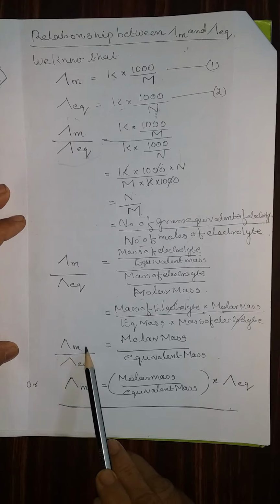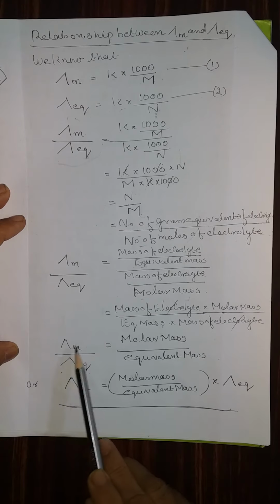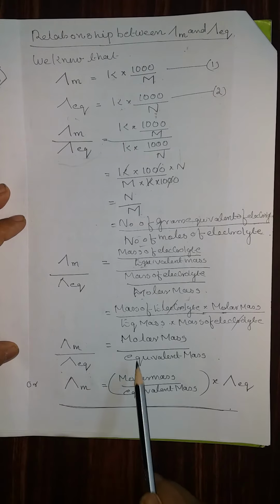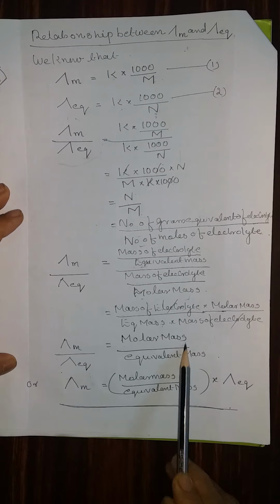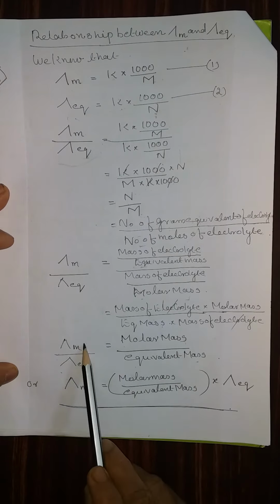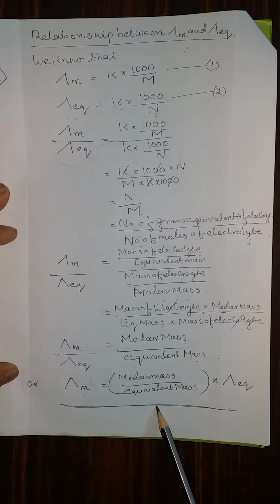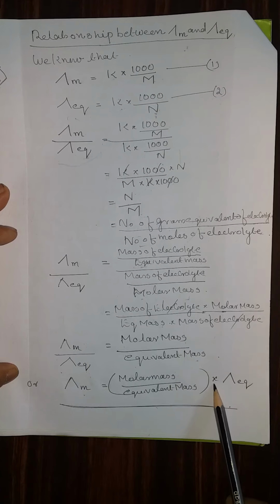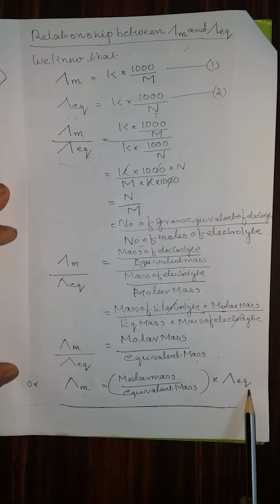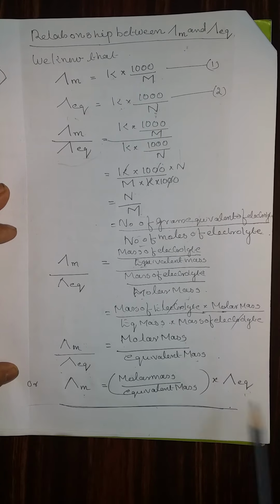Therefore, Λm by Λeq, that is molar conductivity by equivalent conductivity, is equal to the molar mass divided by the equivalent mass, or molar conductivity is equal to molar mass divided by equivalent mass into equivalent conductivity. This is the relationship between molar conductivity and equivalent conductivity.